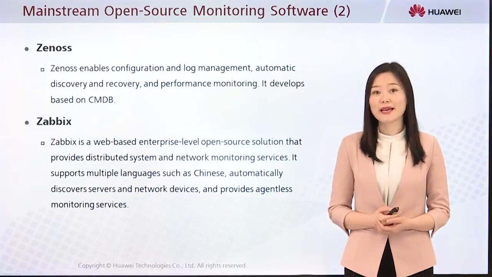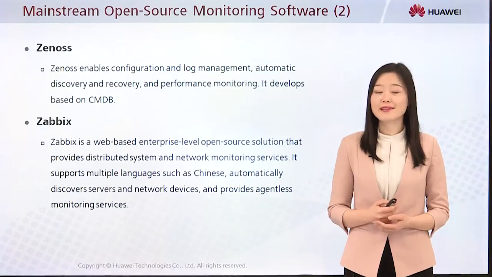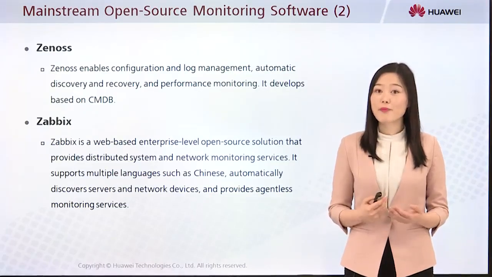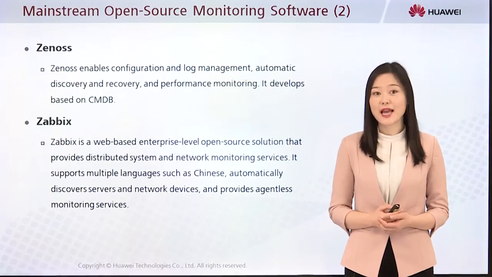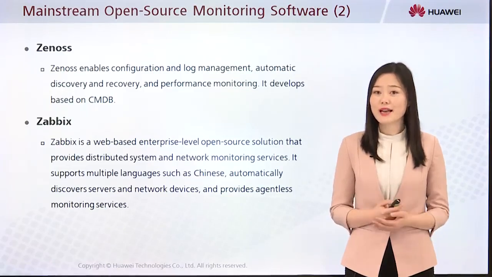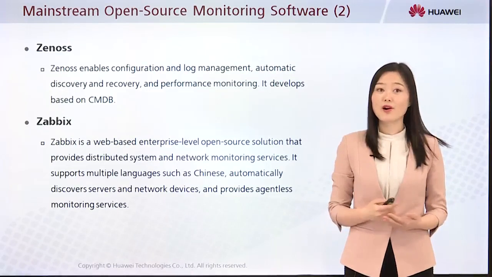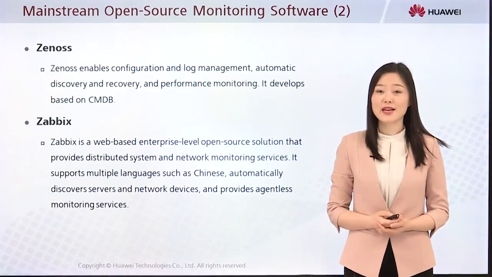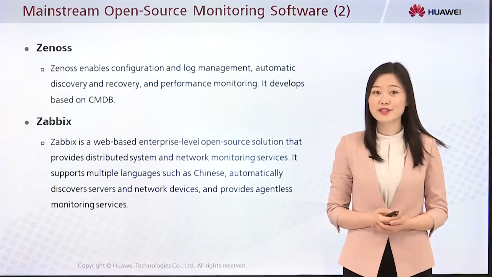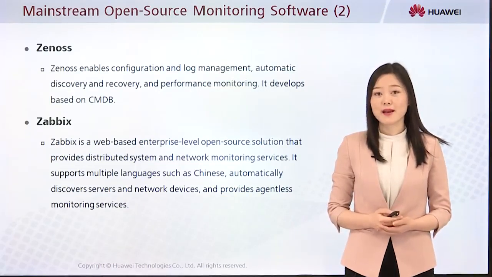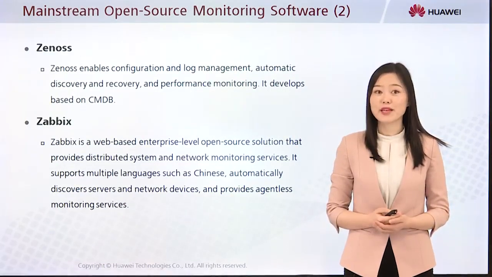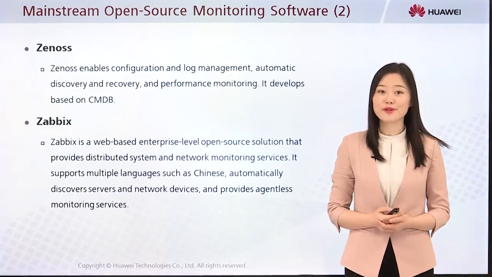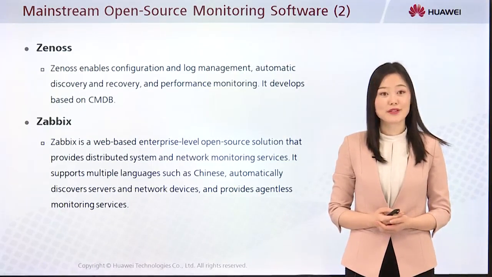Zabbix is a web-based enterprise-level open-source solution that provides distributed system and network monitoring services. It supports multiple languages, such as Chinese, and automatically discovers servers and network devices and provides engineering monitoring services. Also, it can regularly collect data based on SNMP and stores data into files or databases. Users can log in to the Cacti monitoring platform to view monitoring information and use RRD tool for real-time graphing. Users can view graphs displayed.